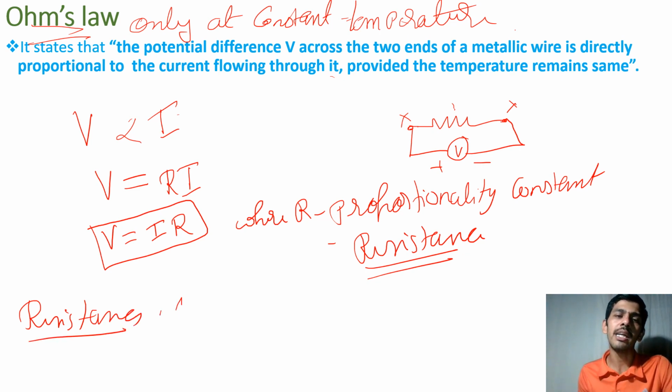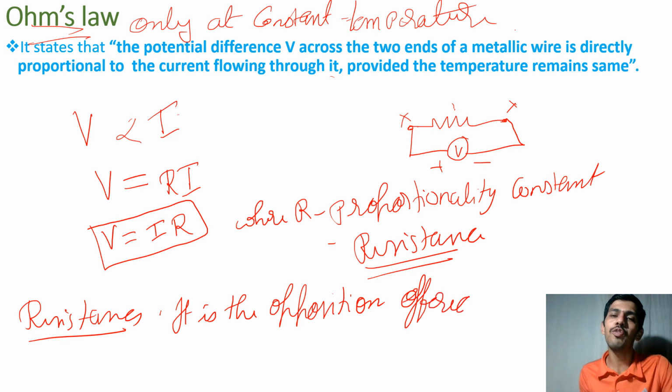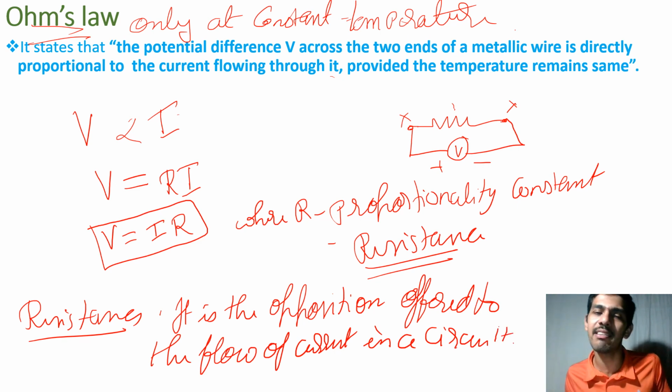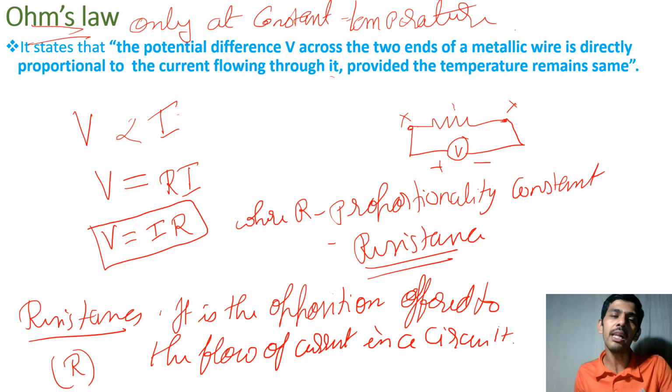It is the opposition offered to the flow of current in a circuit. The dictionary meaning of the word resistance itself is opposition. So opposition offered to the flow of current in a circuit is called the resistance. It is indicated by the letter capital R.